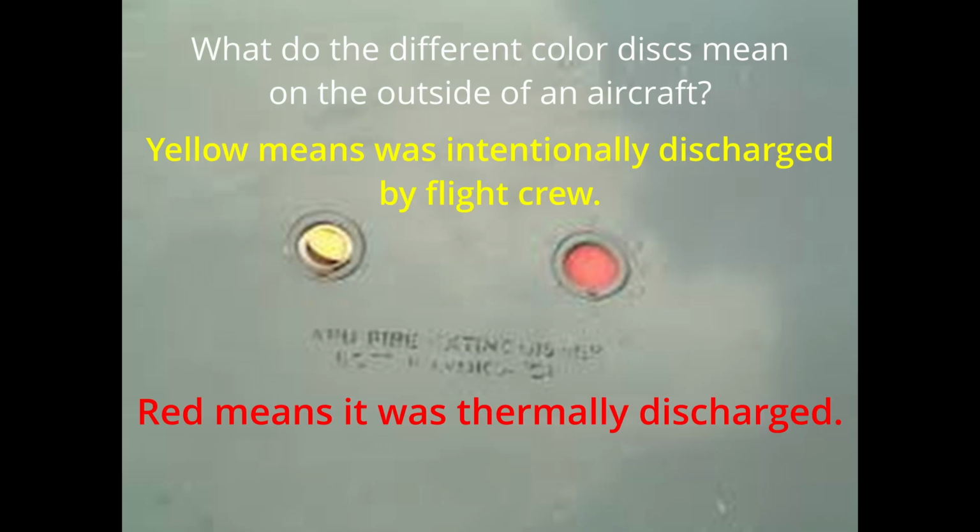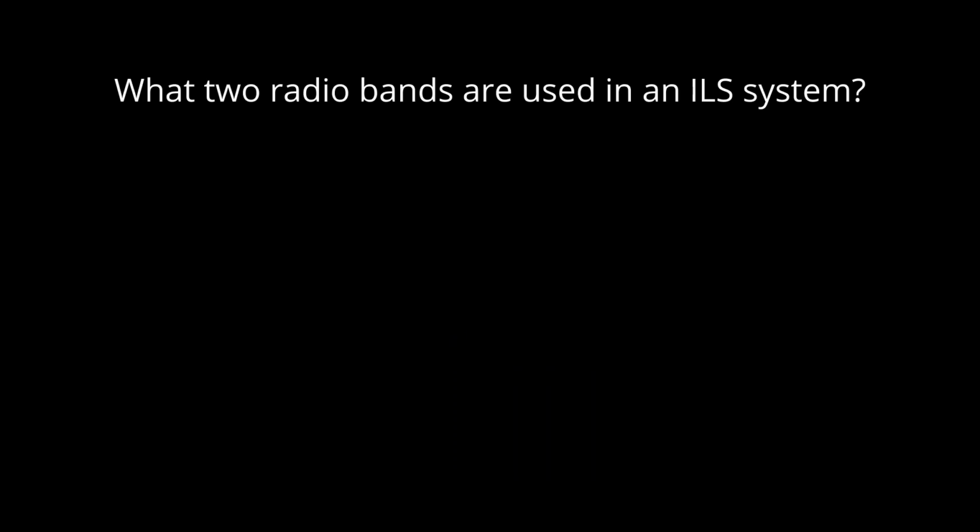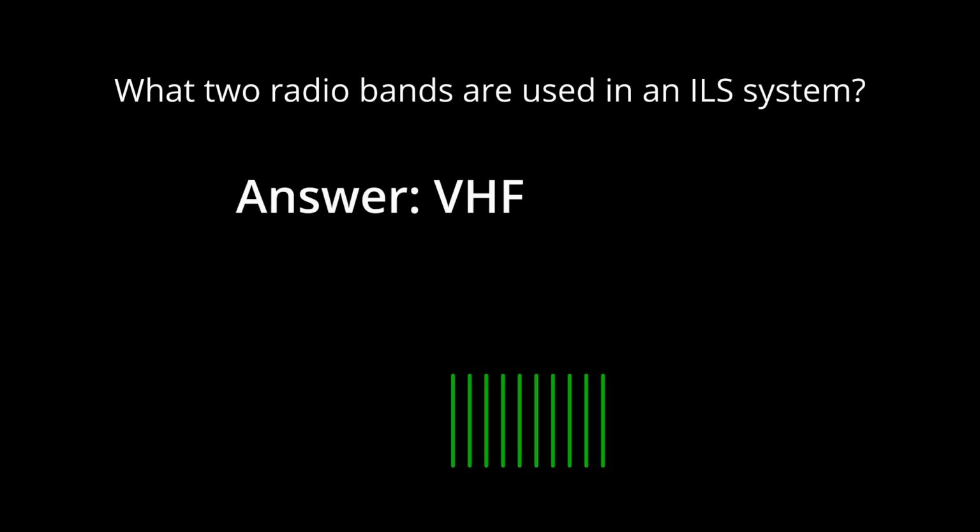Okay. What 2 radio bands are used in an ILS system? VHF is one of them. And VHF is one. The other one is what?